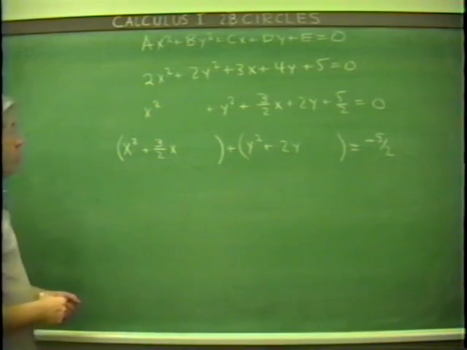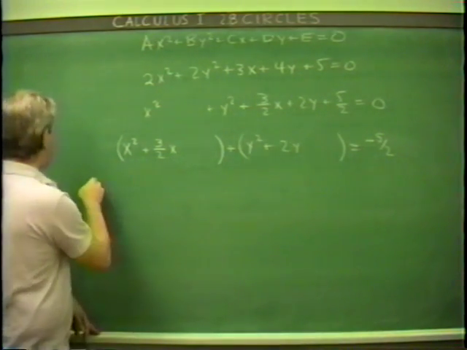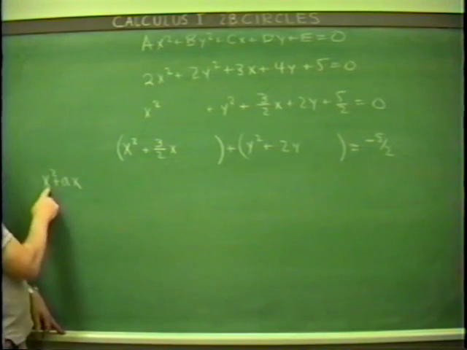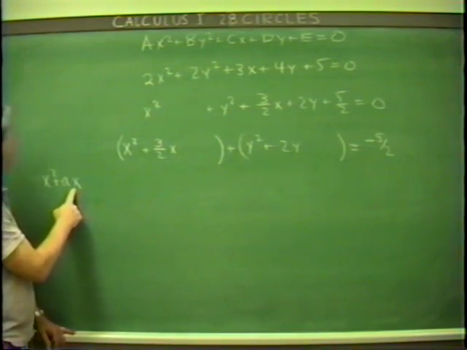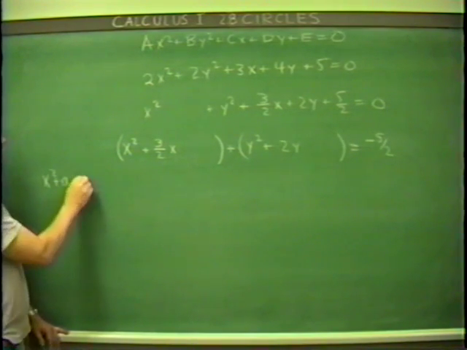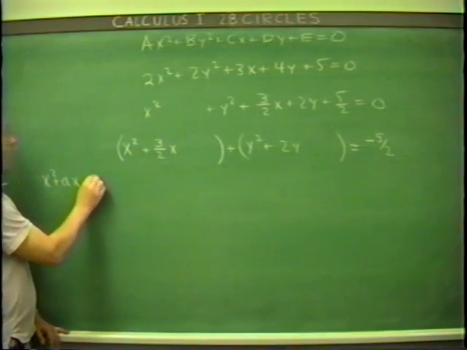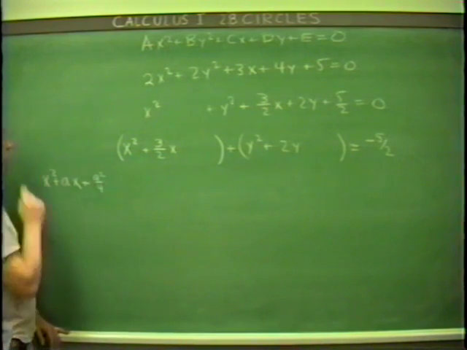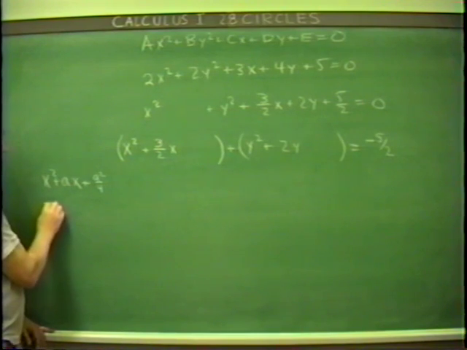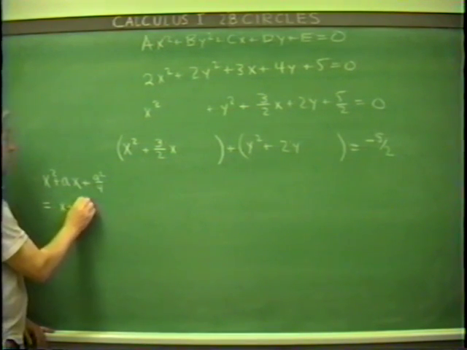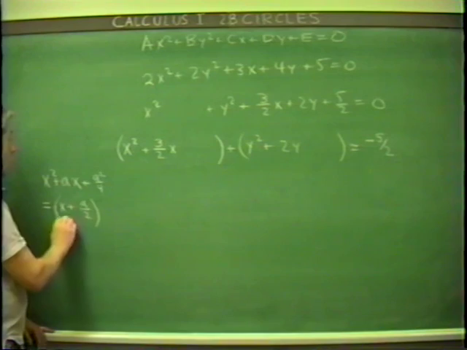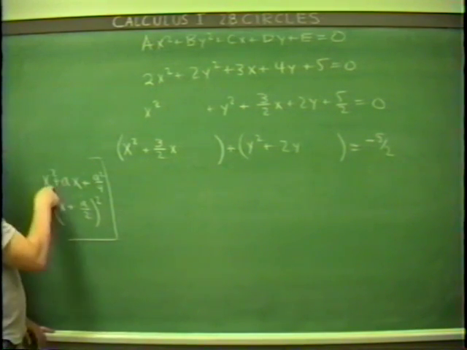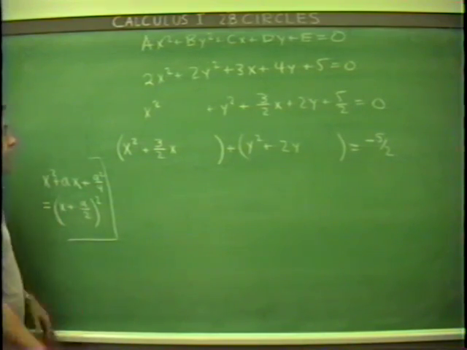Now, how to complete the square? If you've got x squared plus ax, and we wish to add something onto this to make it a perfect square, the thing to add on to it is a squared over 4. That's to say, divide the quantity a by 2 and square it. Then this is going to be equal to x plus a over 2, quantity squared. So that's how to complete the square of something of the form x squared plus ax.